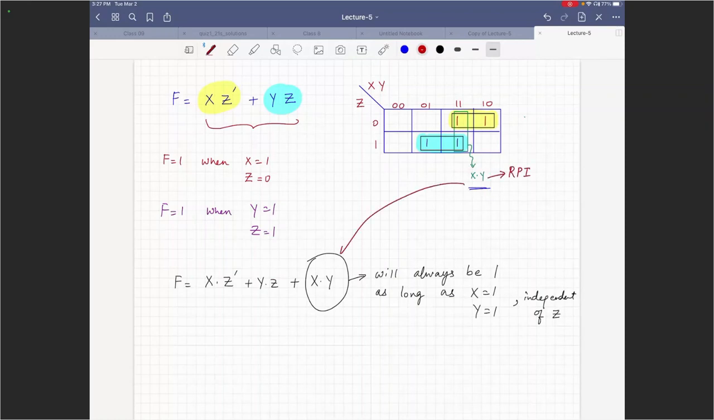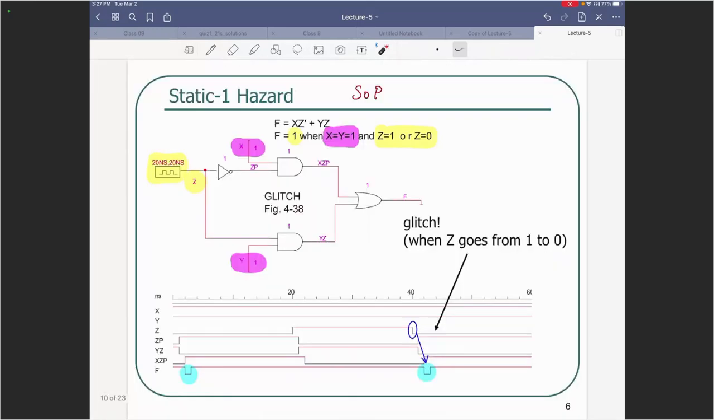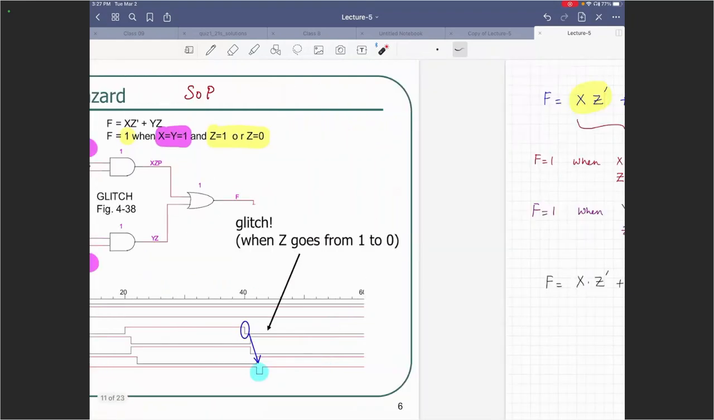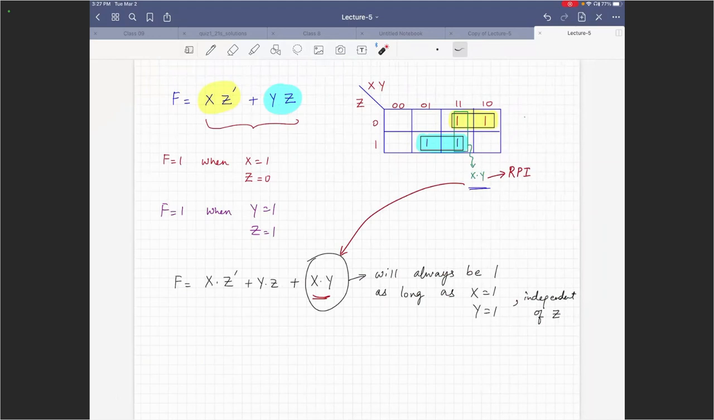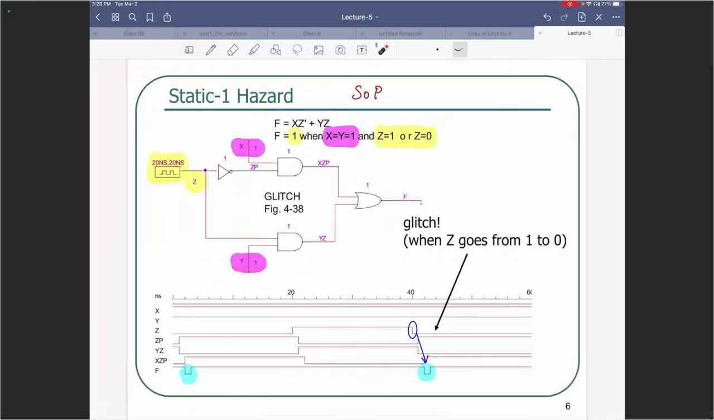By adding that redundant prime implicant, we have made sure that that particular term will always be a 1 as long as X is a 1 and Y is a 1, and we have made that independent of Z. The moment we make it independent of Z, no matter what happens here, it will continue to be a 1 at the output because X and Y are taking care of that. And what we have to be absolutely sure of is we don't change the logic function while doing this. So if 100% of the prime implicants aren't covered, we will get a hazard. We may get a glitch, right? So for example, what if Z never changes from 1 to 0? If that doesn't happen, but your circuit is still this, then you will never get a glitch, right? So it's a possibility we are talking about.